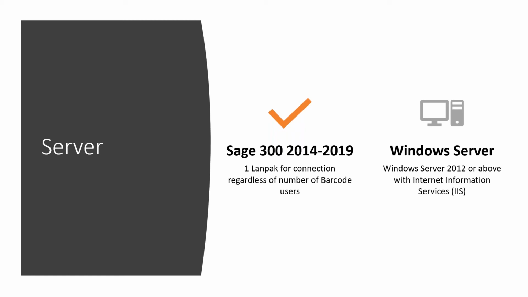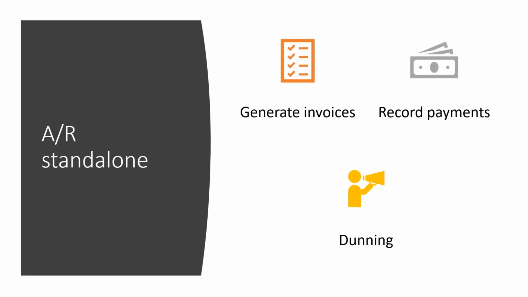And then a web server is required to be set up. We support Windows Server 2012 or above with Microsoft IIS as the web server. What I have shown you just now was creating OE orders and invoices, but Sales Anywhere can actually work with AR standalone as well. When used with AR, users can create and generate AR invoices with the same simple process like the OE side I just showed, and they will be able to record payments as well as access the dunning feature.